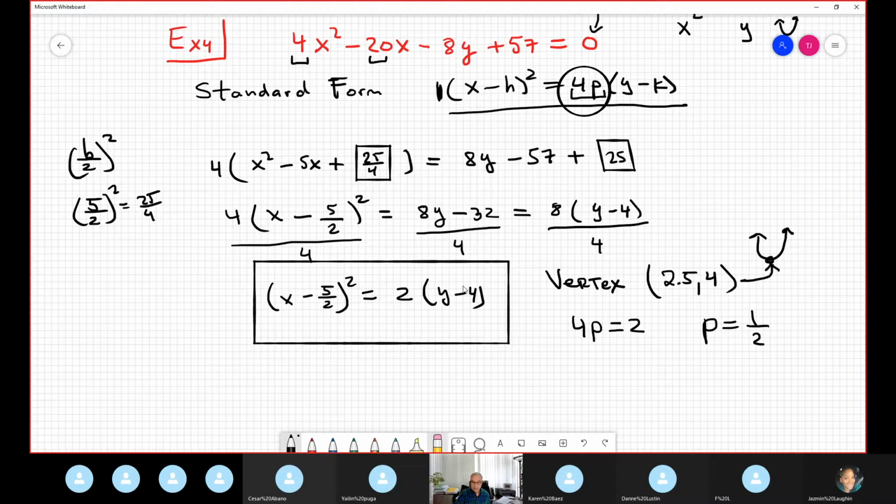So I need to determine the rest: get the focus, endpoints of the focal diameter, axis of symmetry, and directrix. Okay? Of course, I want to use Desmos to go fast because we have no time. Today we need to start a new chapter. Now, let's go.